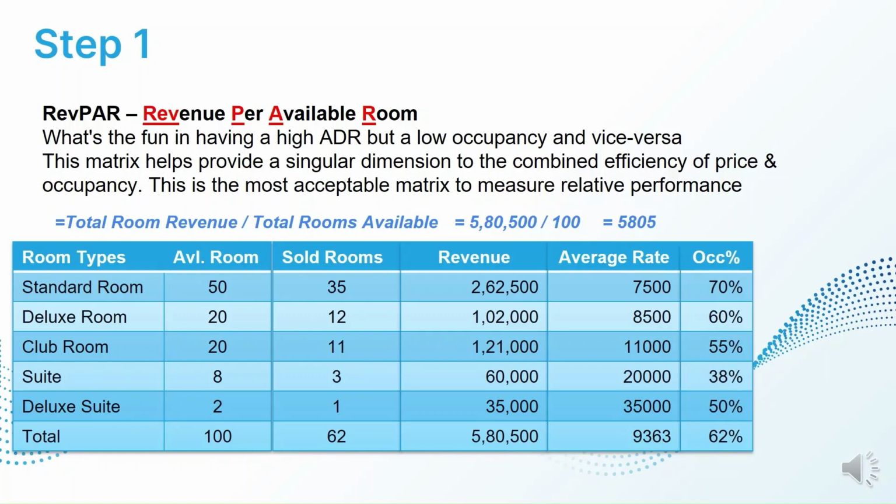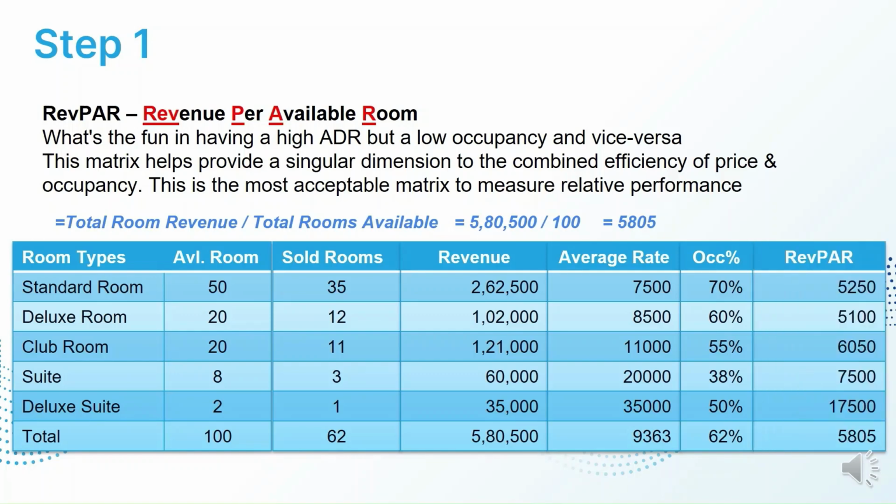If you plan the occupancy of each and every category that was sold, which is primarily the rooms sold by available rooms, for example, 35 by 50, that's 70% occupancy and so on and so forth. The RevPAR also is calculated by multiplying average rate and occupancy percentage. So 7,500 into 70% also gives you 5,250, which is the RevPAR of the standard room of the hotel. And overall, the hotel's RevPAR is 5,805 rupees, as we saw earlier.